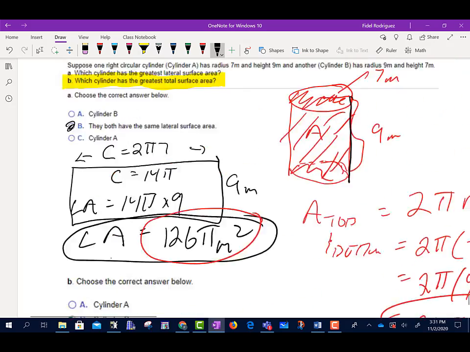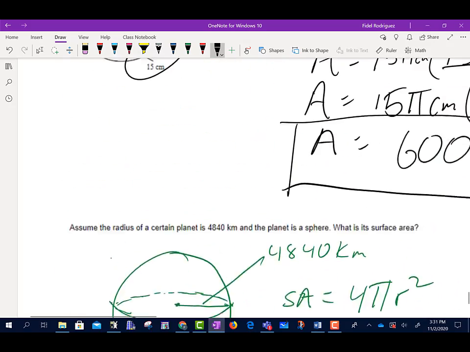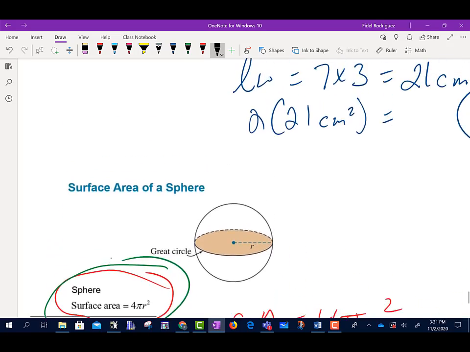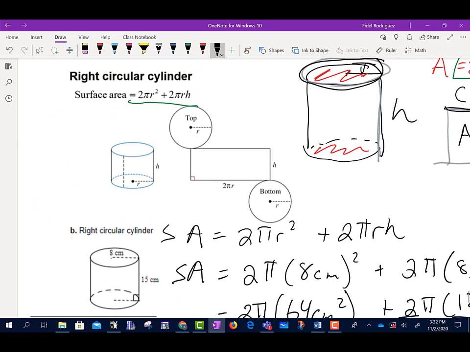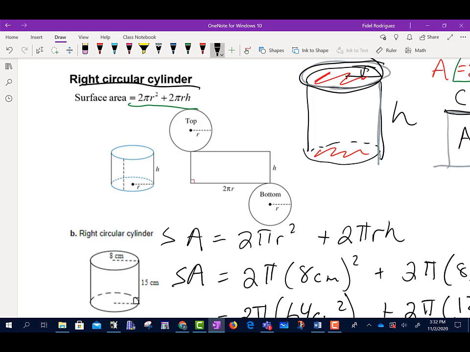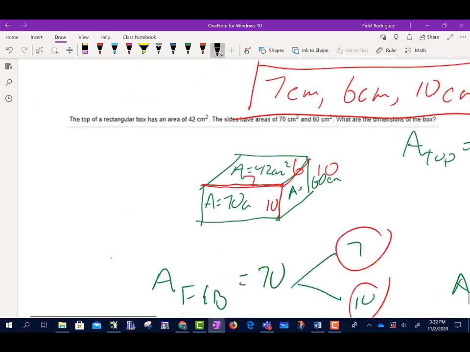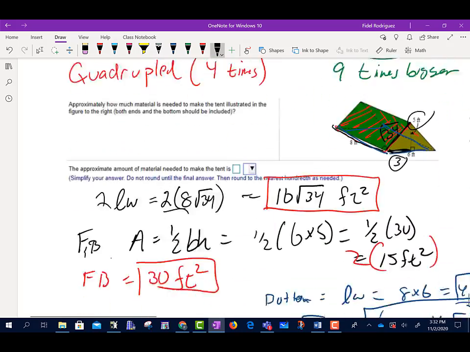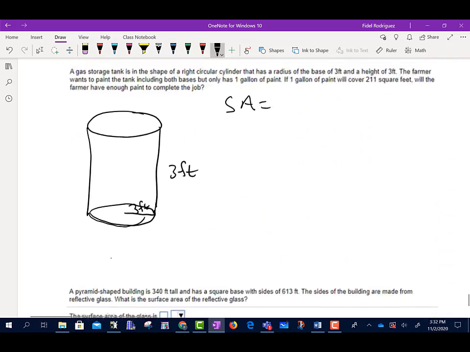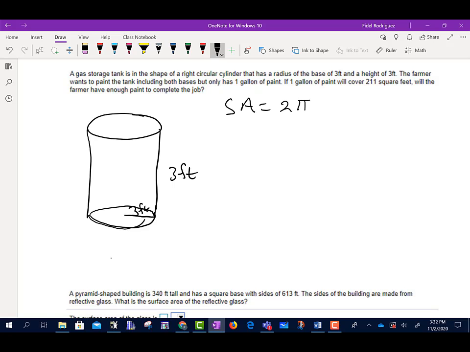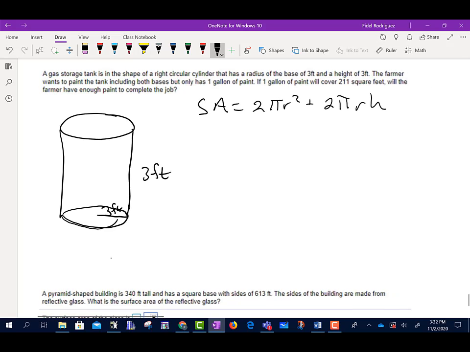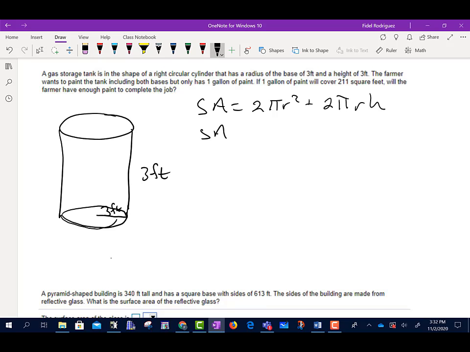I'm going to come back over here, and we're going to look for it. And for a cylinder, here we go. Surface area is 2 pi r squared plus 2 pi rh. So 2 pi r squared plus 2 pi rh. Okay. So all we're going to do now, we're going to do a little plug and chug.